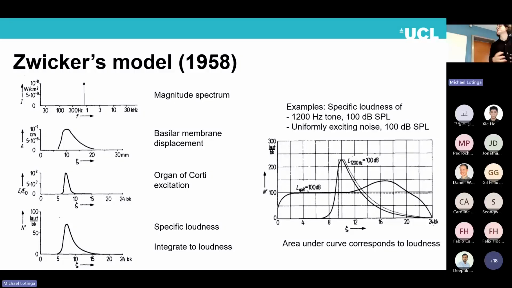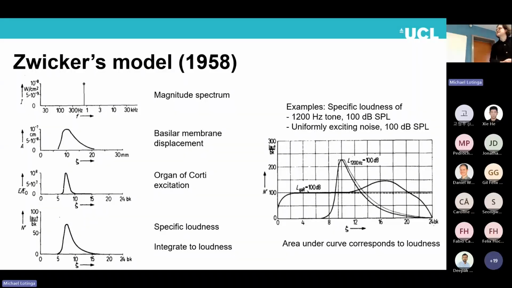And this is shown on the right side for two sounds. One is a pure tone and the other one is a broadband noise. You see the specific loudness for both of these sounds. Both of them have 100 decibels sound pressure level. And the area under the pure tone is less than the area under the broadband noise, or in other words, the broadband noise is louder at the same level.